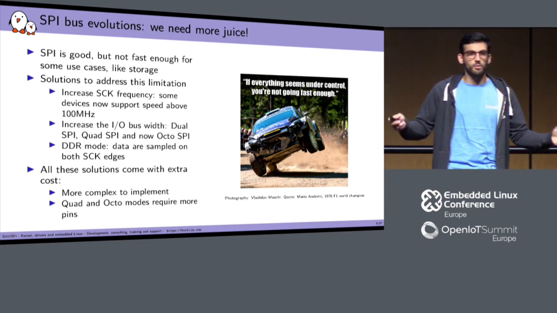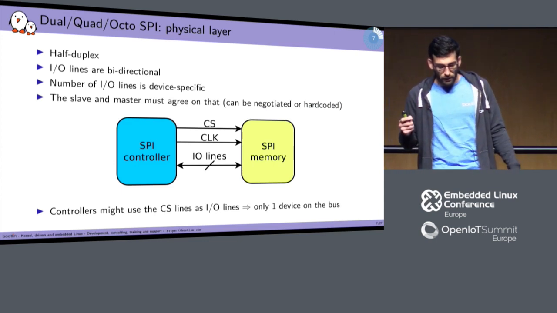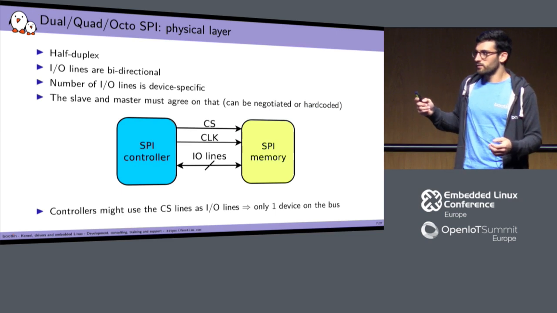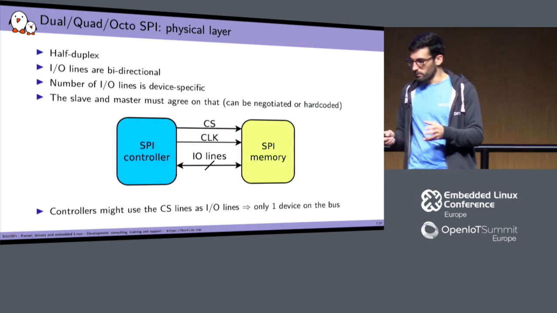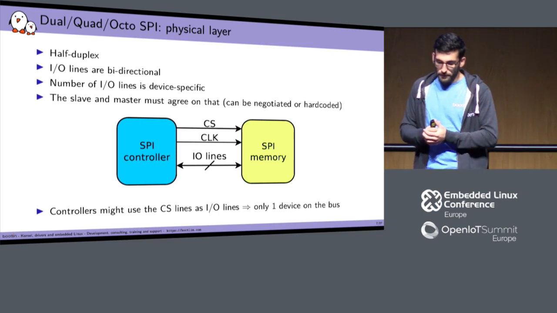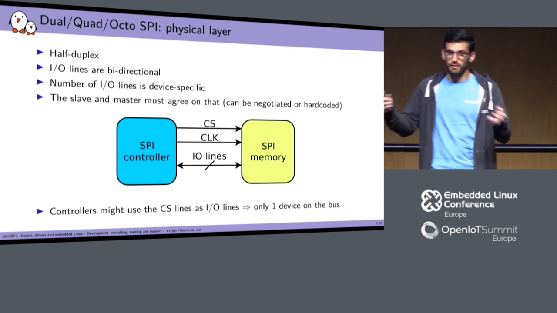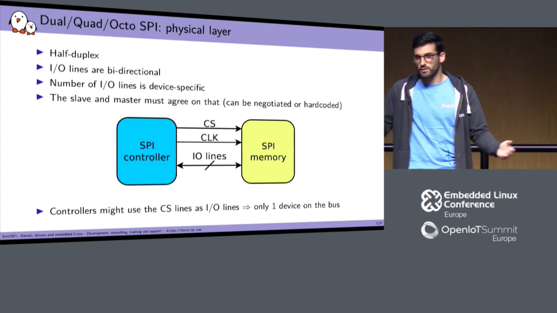Of course, all of this comes with an extra cost, and it's a bit more complex to handle. The fact that we use dual, quad or octo modes means the protocol is now half duplex, not full duplex anymore. The number of I/O lines is device specific, and there is a negotiation between the SPI controller and between the master and the slave.